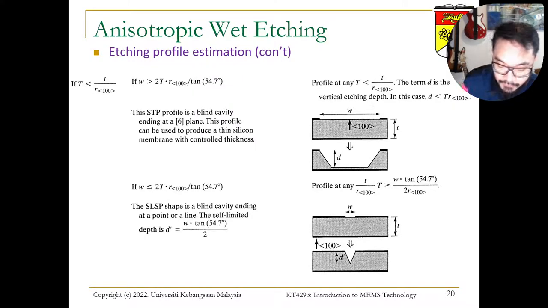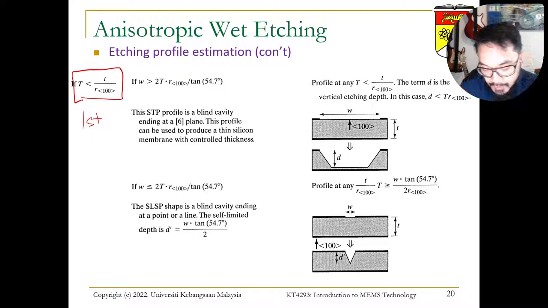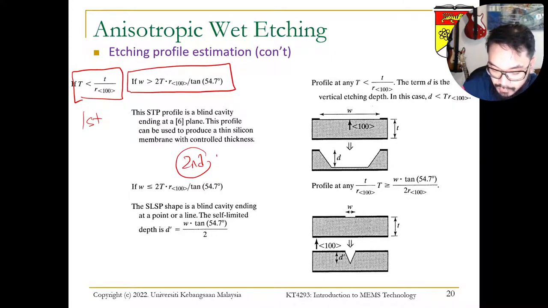Now, what if our first condition is according to this condition here? If our first evaluation of the etching time is less than T over R, that means our second evaluation will be different. So now we are evaluating this equation here. Looking at W, compare W with 2 times T, T being the time, times R, the etch rate, over tangent 54.7. If this one is satisfied, that means you will get an STP profile, which is a blind cavity ending at a plane. So this profile can be used to produce a thin silicon membrane with controlled thickness.